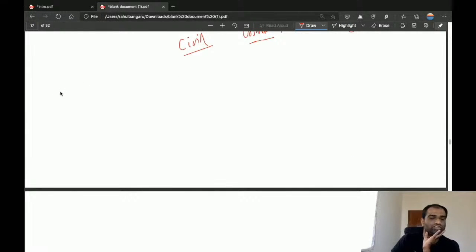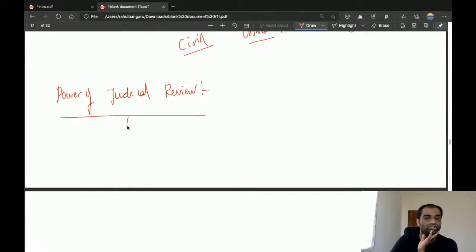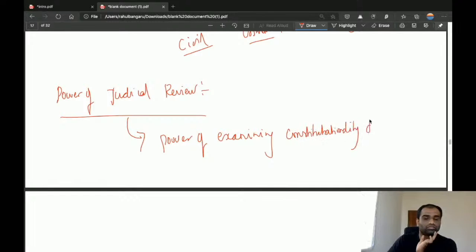Now the last power and function of the Supreme Court is the power of judicial review. According to the Constitution, this is the power of examining the constitutionality of legislation and executive orders of the central government and state government.